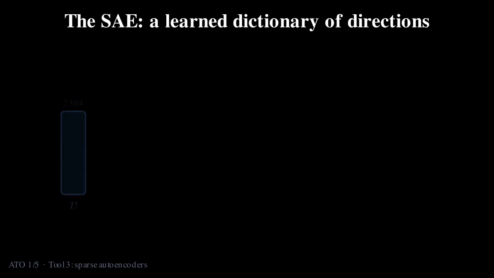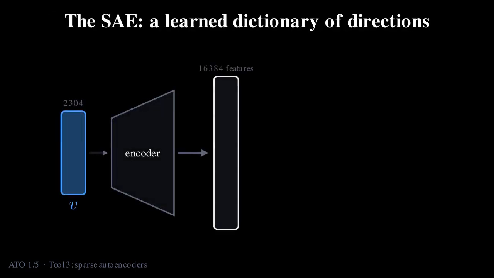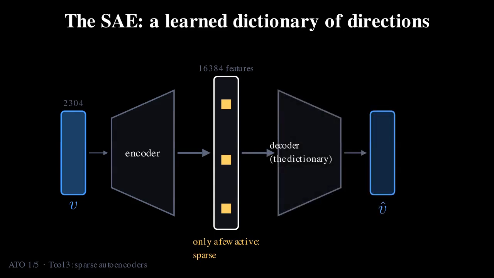But superposition creates a puzzle for us, the interpreters. The useful directions are hidden. Nobody hands you the list. Enter the sparse autoencoder, the SAE. It's a small learned dictionary. Its encoder looks at a stream vector and answers which few features out of a big dictionary are active right now and how strongly. Its decoder holds the dictionary itself, one direction, one column per feature.